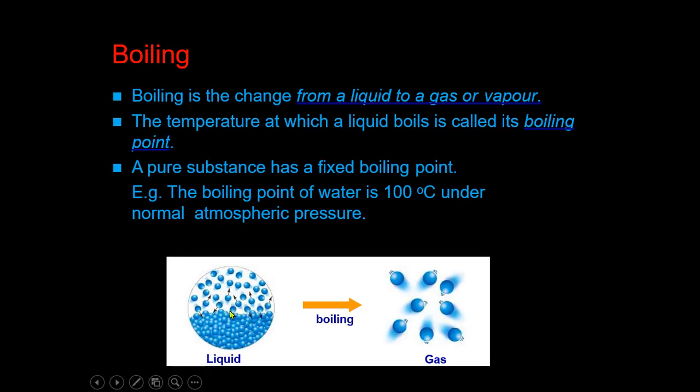Boiling is the change from a liquid to gas or vapor. So if we continuously add kinetic energy or heat up a liquid, eventually the molecules or the particles will gain so much energy that they will overcome the forces of attraction that they have for each other, and then they begin to vaporize, or move randomly, right? The point at which it loses its forces of attraction to each other is where it becomes a gas. At this point, it's called the boiling point. For example, the boiling point of water is 100 degrees Celsius.